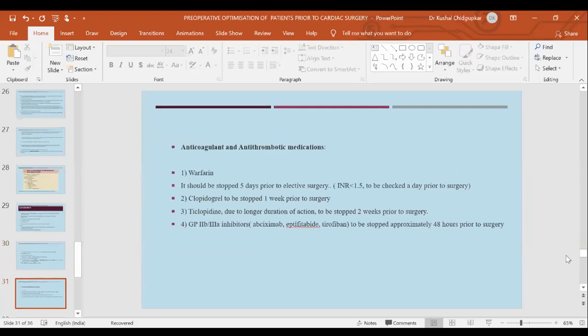So, sir, regarding this patient who's on warfarin, we will talk about the anticoagulants and antithrombotic medications and their perioperative continuation. So first one is warfarin, which is a vitamin K antagonist, and it has to be stopped 5 days prior to the elective surgery.